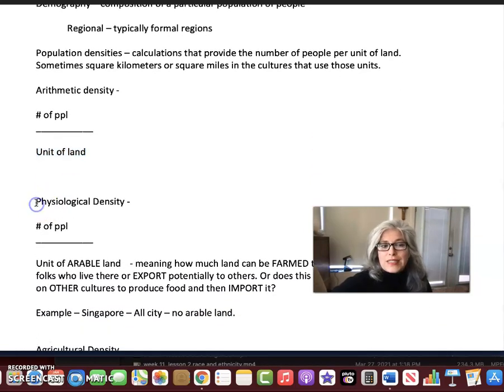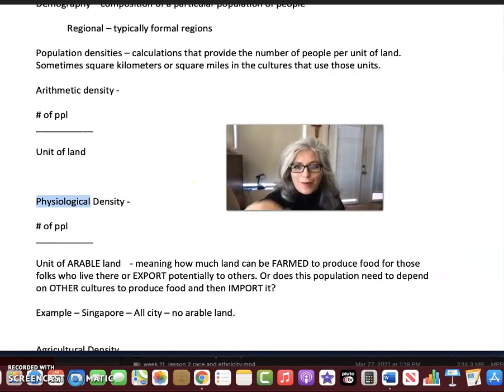The physiological density of a place, we get a little bit more specific information from the physiological density. Let me move myself out of the way here. There we go. So here you are using the total number of people in the population. So this top number, like in arithmetic density, stays the same. You're using the total number of people in the population here also. But instead of just a regular old unit of land, like how much land is there in the particular location, the region or the place that you are trying to figure out the density for, you're looking for something that's called arable land.